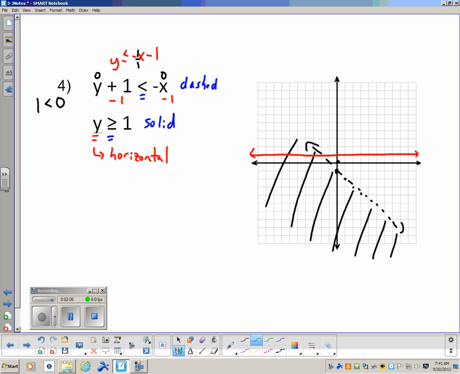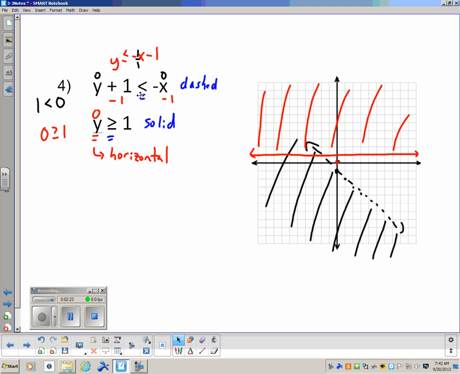So now I got to decide which way to shade it in. And again, I got to pick a point that's not on the line, like 0, 0. Is 0 greater than or equal to 1? No, 0 is not greater than or equal to 1, so I'm not going to shade on the side where 0, 0 is. I'm going to shade on the opposite side. So I might have to extend this out here a little bit. And I can see the overlap is going to be in this little section up in here. So there's my solution for that one.